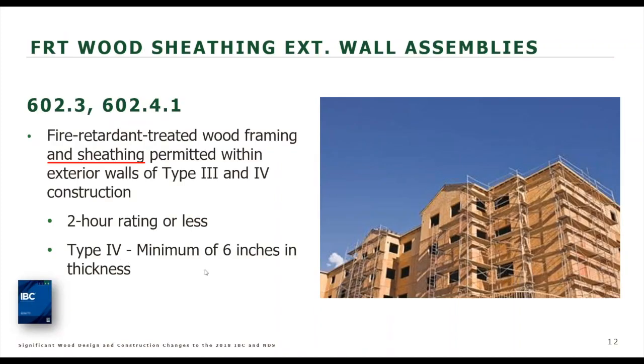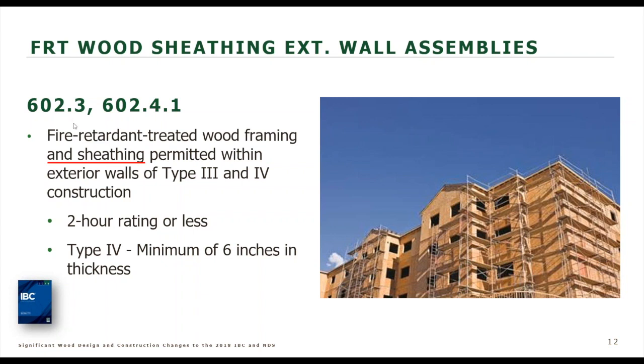This has to do with fire retardant treated wood on the exterior walls. Now, when we are dealing with wood construction, it's primarily used in type 3, type 4, and type 5 construction. Although type 1 and type 2 construction does allow the use of wood. Well, in chapter 6, that's where we go to get our definitions of what types of construction are defined and what can be used in those types of construction.